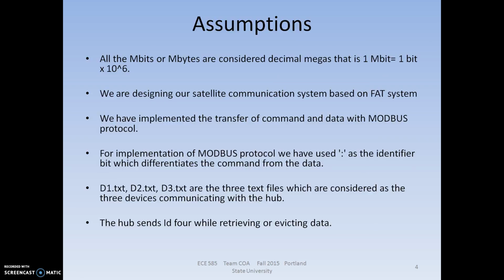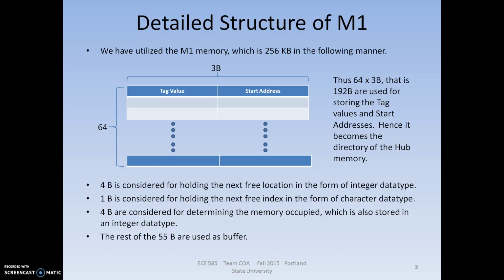These are the assumptions which we have considered. So all the megabits or megabytes are considered 10 raised to 6. We are designing our satellite communication system based on FAT system. We have implemented a transfer of command and data with Modbus protocol. For implementation of Modbus protocol, we have used colon as the identifier. We have d1.text, d2.text text files, which will be considered as three devices communicating with the hub. The hub sends ID 4 while retrieving or evicting data.